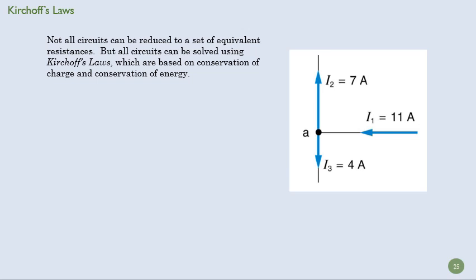They're not difficult to understand. They make physical sense to us, I think, but they do create some fairly complicated problems. So let's first understand what they are. There are two of them. One of them is the junction rule.